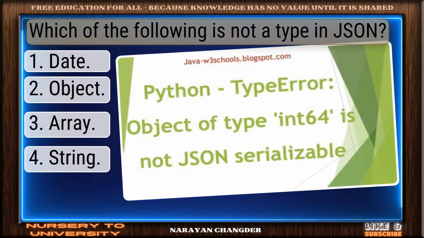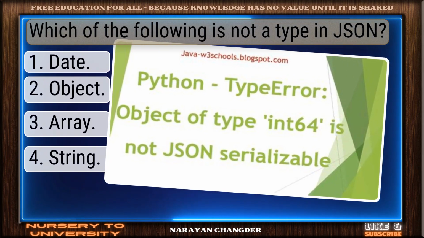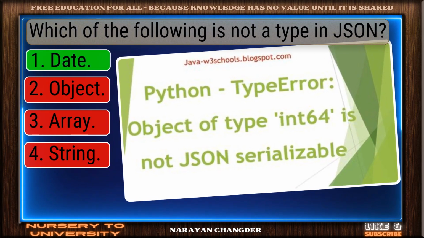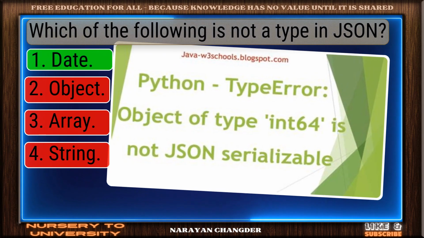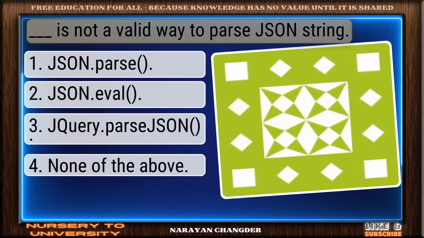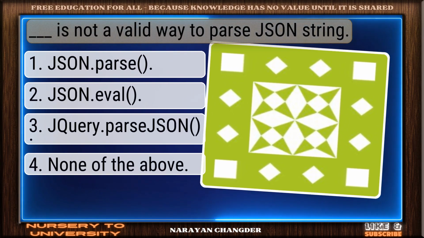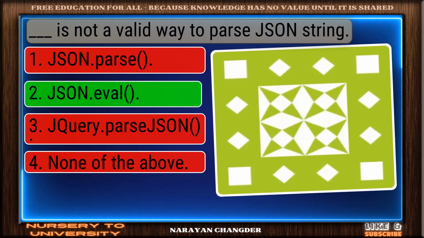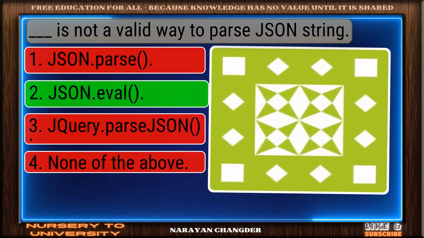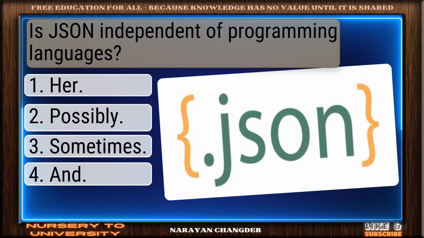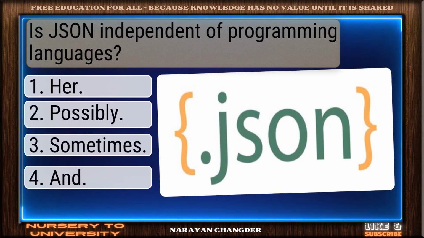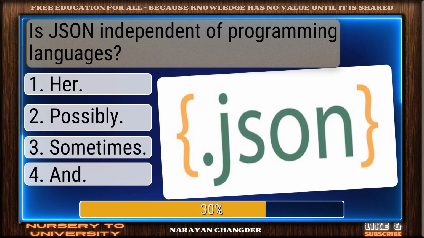Question number 42. Which of the following is not a type in JSON? Well reasoned. Date is the correct choice. Question number 43. Dash is not a valid way to pass a JSON string. Valid point. JSON.eval is true. Question number 44. Is JSON independent of programming languages?